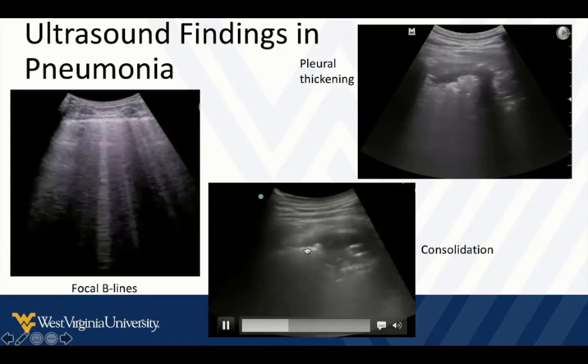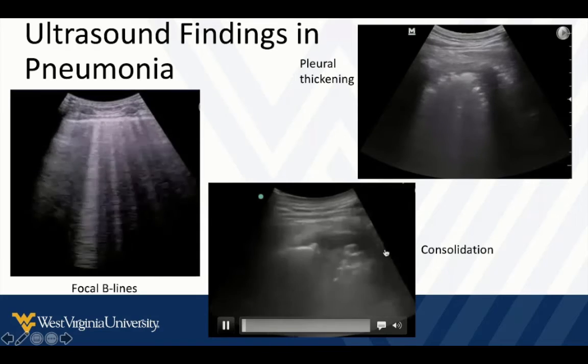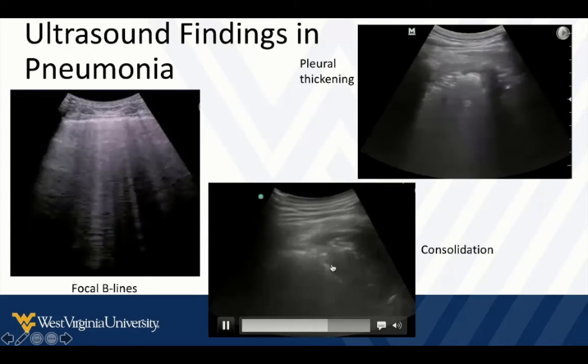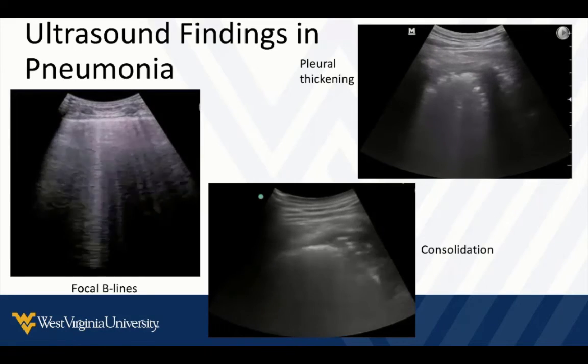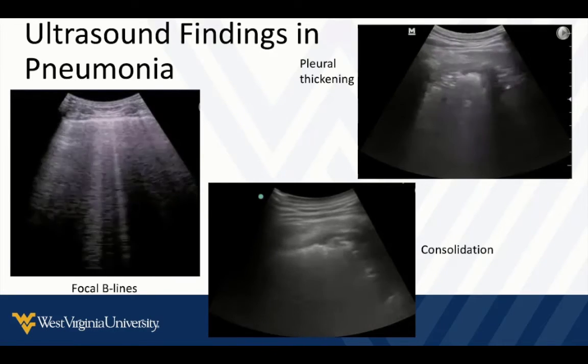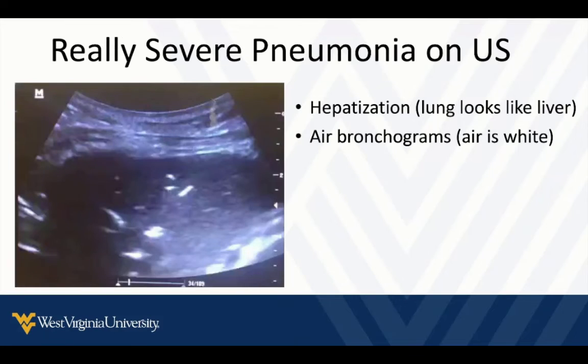Similar thing here, very irregularly jagged. You can even see this little pucked out area. These are little small consolidations, and we see B lines associated with that. If you see these things, then this is going to make you think that this is a pneumonia and not pulmonary edema. Sometimes in even very large consolidations, we'll see air bronchograms.